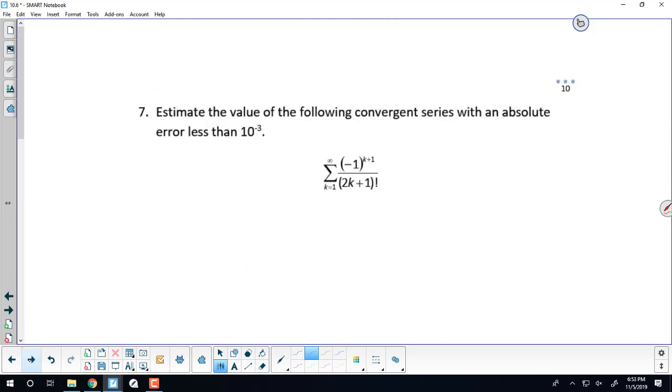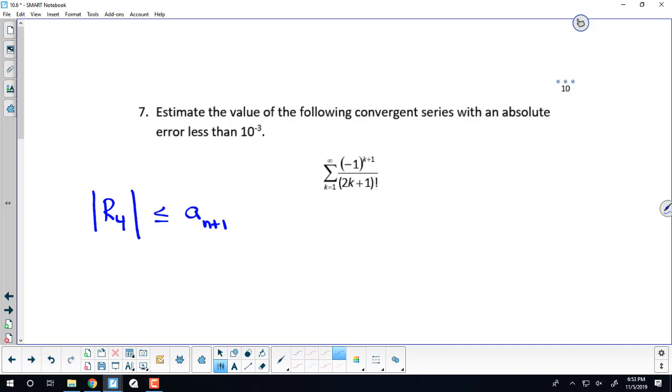Another example involving the factorial here, again another alternating series. Estimate the value of the convergent series so that our error or remainder is less than 10 to the negative 3 again. Once again, the magnitude of the remainder or the error is less than or equal to the first neglected term, or is at most the first neglected term.